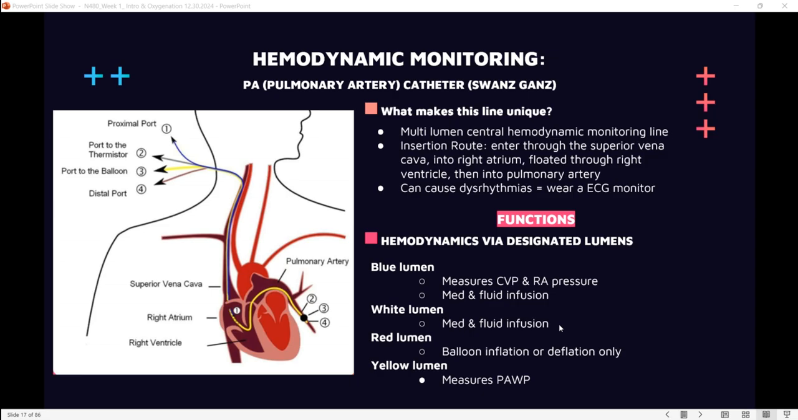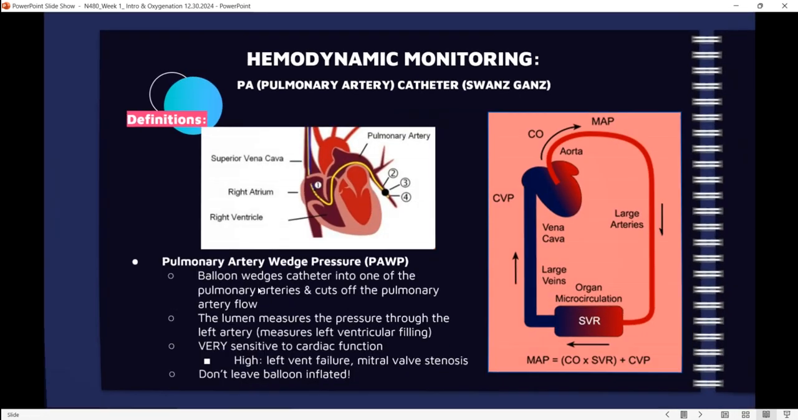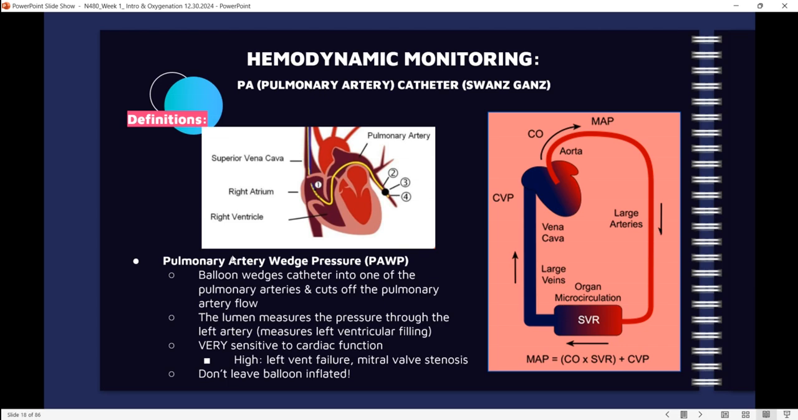So what is PAWP? PAWP is short for pulmonary artery wedge pressure. Pulmonary artery wedge pressure is a measurement of pressure within the heart, pressure within the body. It helps measure that left ventricular filling. So once again, pressure within the heart. If you see where it terminates, it ends at that pulmonary artery.